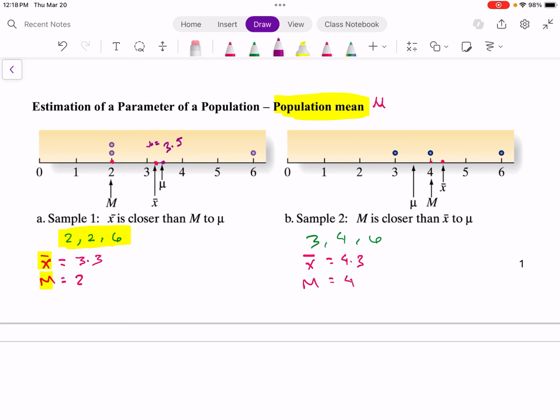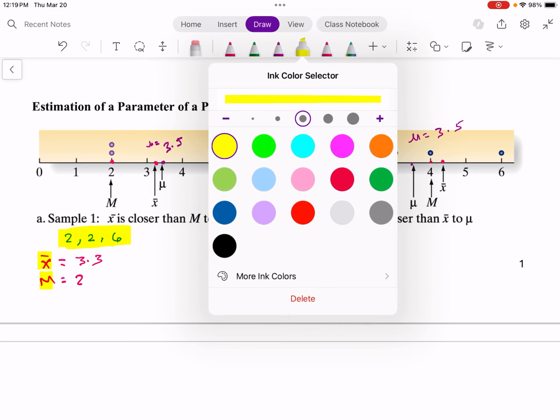Now in sample 2, we have the same experiment, but we have a different sample. Which statistic is a good estimator of mu here? Our x bar is 4.3, our median is 4. And mu is still the same, mu is 3.5 in this case. Now which statistic is a good estimator? Median, right? So the median is a good estimator for mu. In sample 1, we had the mean.